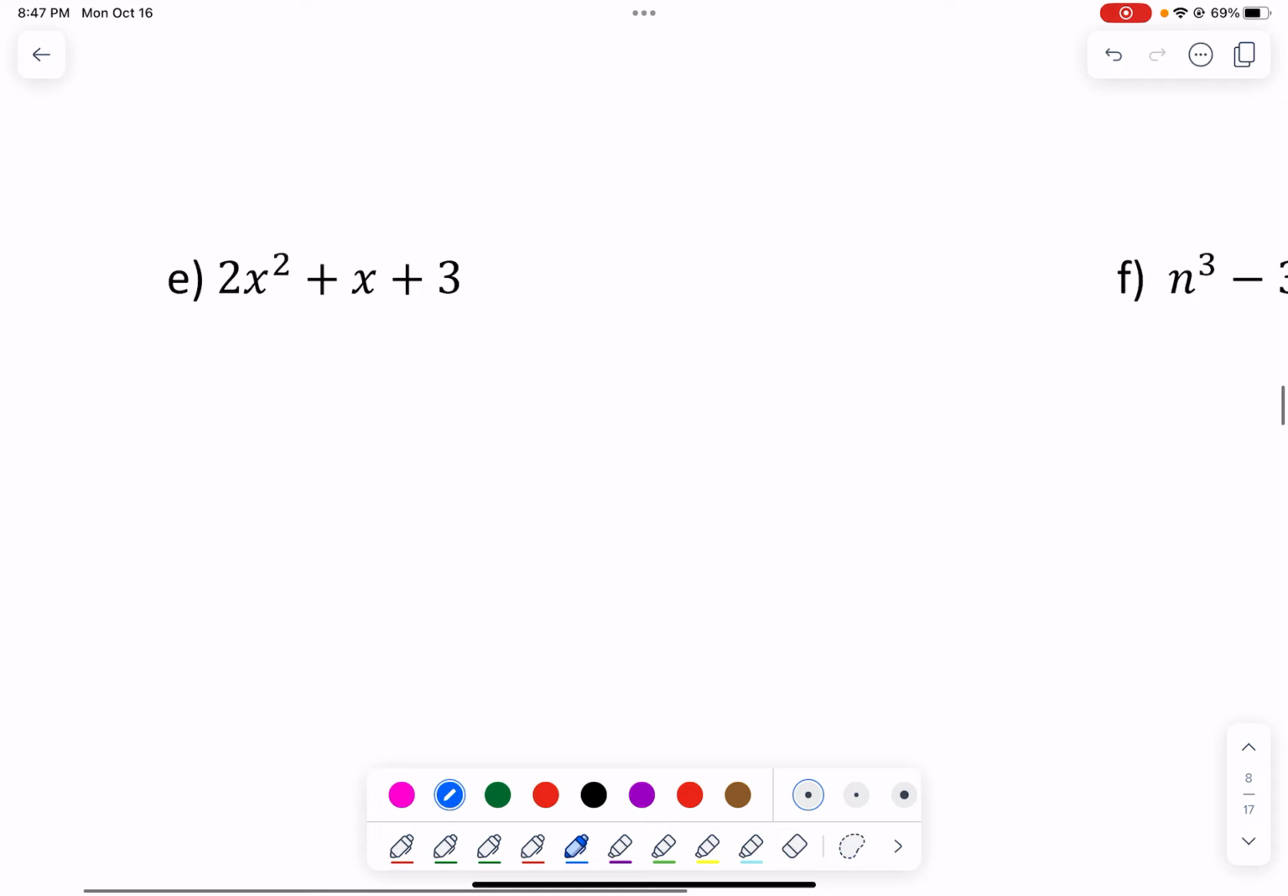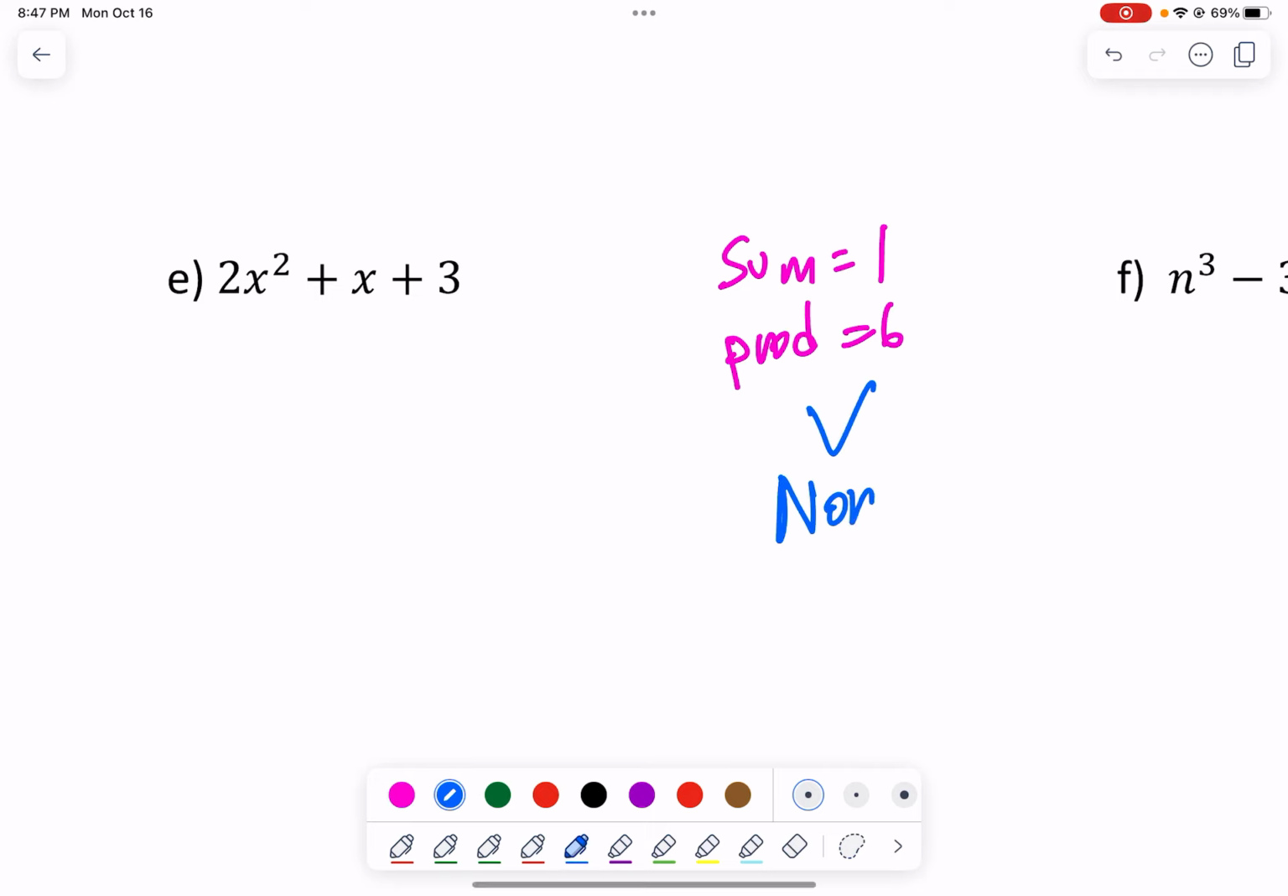For this one, 2x squared plus x plus 3, we need two numbers where our sum is 1 and our product is 6. And in this case, there are none. There are no two numbers that multiply to give you 6 but add to give you positive 1. So this is not factorable.